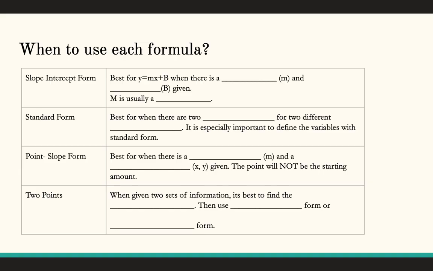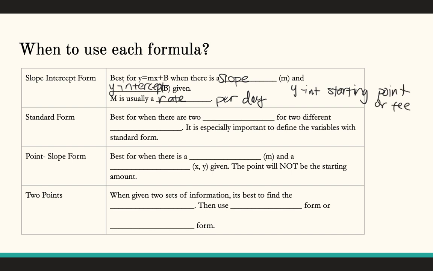Slope-intercept form, or y equals mx plus b, is best when there is a slope given as well as a y-intercept. And how do we know? Well, the m is usually a rate, so it'll say something like per day, for example. And then the y-intercept can be anything from a starting point to a fee. These will help you to understand that, and we'll do some examples where you will see what that looks like.